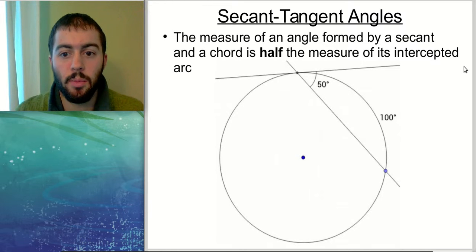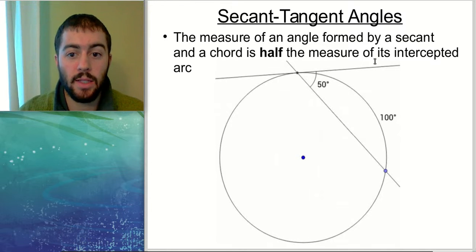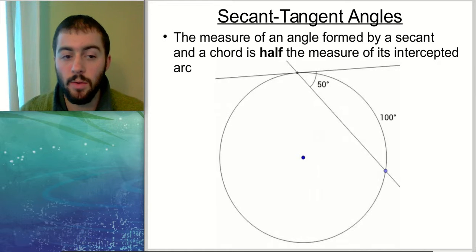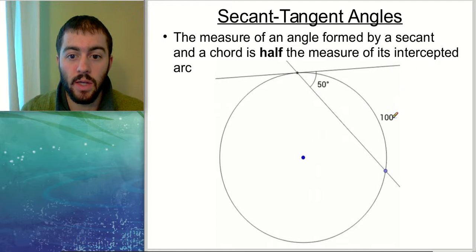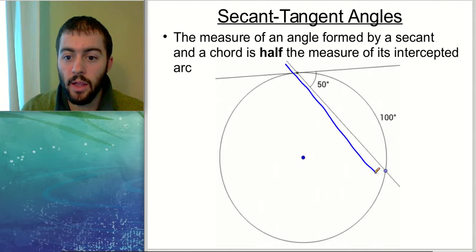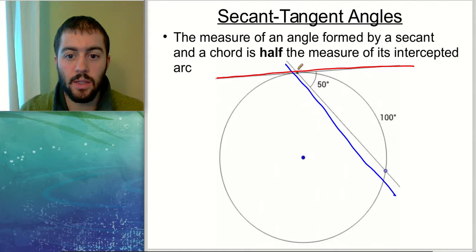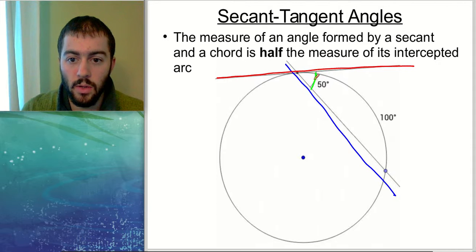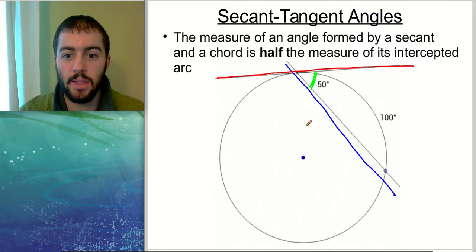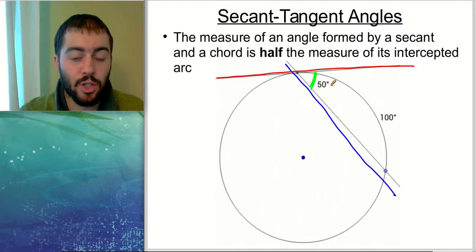All right, the next type of angle we're going to look at is secant tangent angles. So these are angles that are formed, as you might tell by the name, by secants and tangents intersecting. So we have here a secant line, we have here a tangent line, and this is going to be an angle formed between those two. So the angle formed between the secant line and the tangent line is a secant tangent angle.